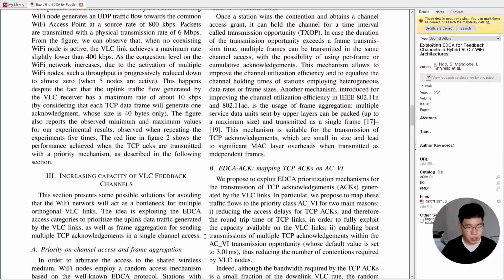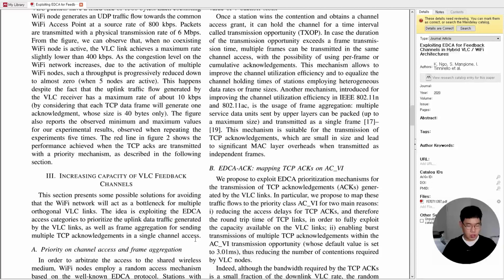Increasing capacity of VLC feedback channels. This section presents some possible solutions for avoiding that the Wi-Fi network will act as a bottleneck for multiple orthogonal VLC links. The idea is exploiting the EDCA access categories to prioritize the uplink data traffic generated by the VLC links, as well as frame aggregation for sending multiple TCP acknowledgements in a single channel access. A priority on channel access and the frame aggregation.